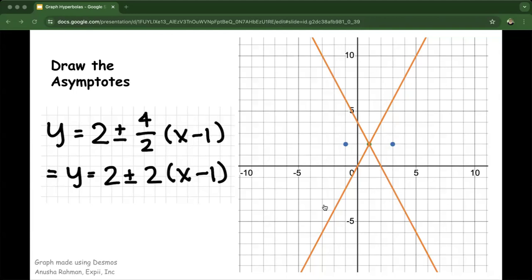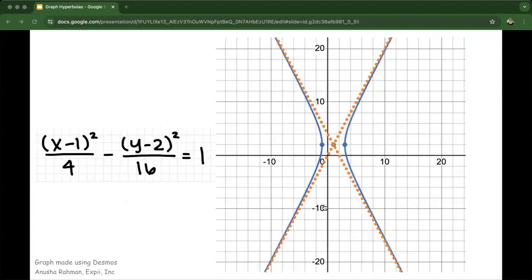Now that we have all relevant information, and we know the general shape of a hyperbola, we can sketch the hyperbola. Here is what our final hyperbola looks like. I've drawn it in blue for you.